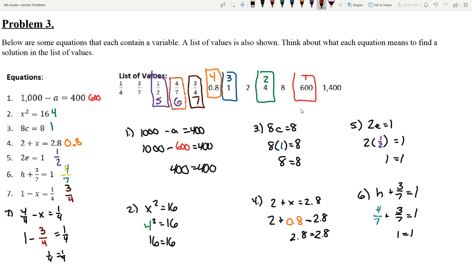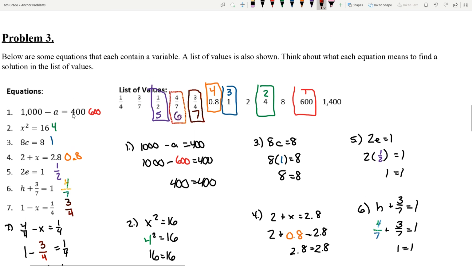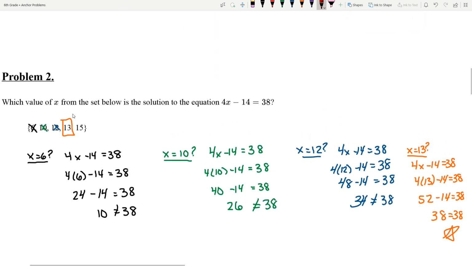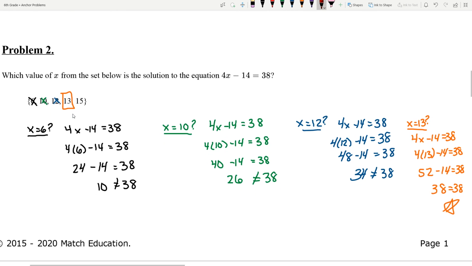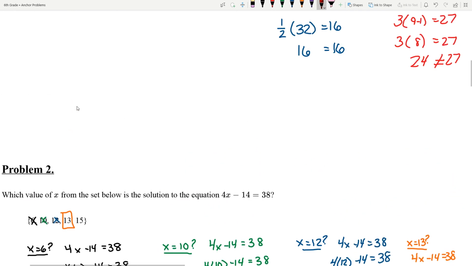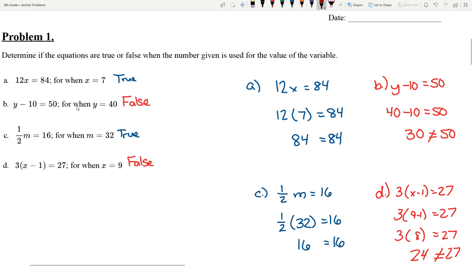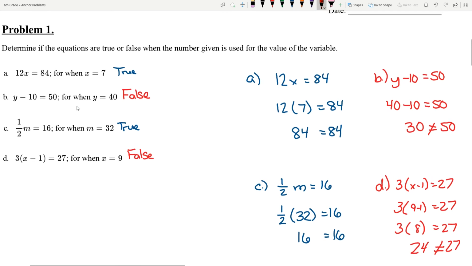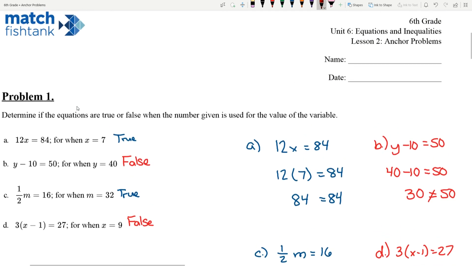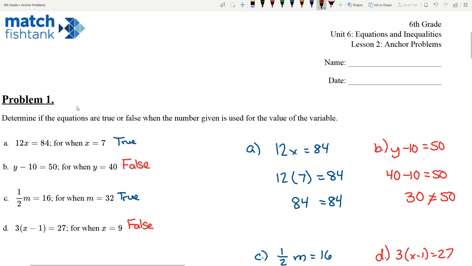And so this lesson is all about testing solutions, trying to see a list of solutions to make the left side equal the right side in an equation. Sometimes you get a large list of values, sometimes you get a small list of values, and sometimes you'll just have to test a couple values to see if it's true or false. And that is actually it for the 6th grade, Unit 6, Lesson 2, Anchor Problems. Good luck.